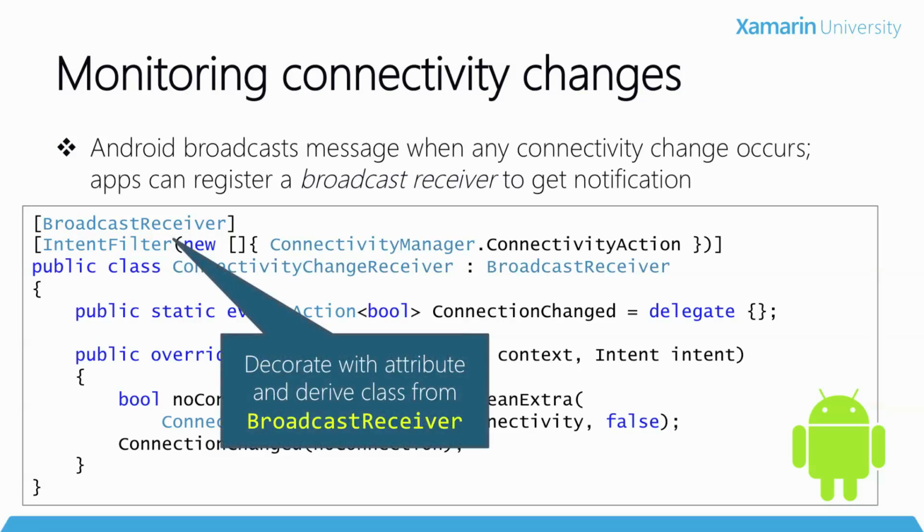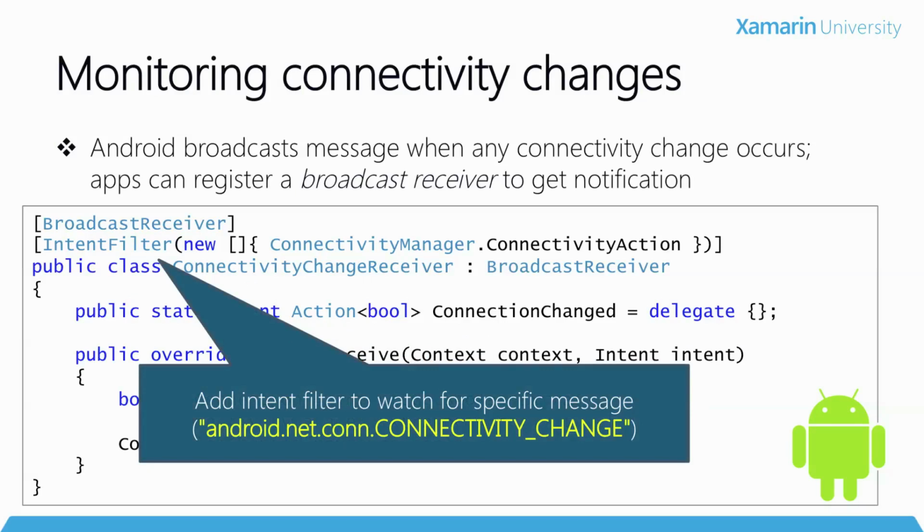Let's step through the code. First, we need to create a broadcast receiver class. This is indicated by decorating the class that derives from broadcast receiver with a special attribute. This will then add all the necessary manifest registration code to hook up the receiver.